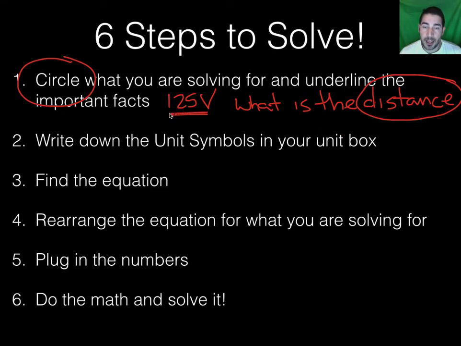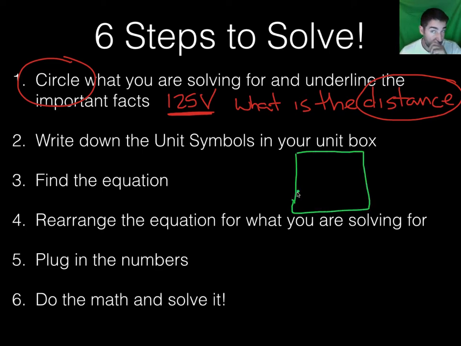We underline any other important facts in there. That draws our attention to what's important. It helps us so we don't have to keep going back to the problem. We've already have everything out there in the open. The second is we write down the unit symbols in your unit box. So we're always going to make a unit box somewhere on our page, right?